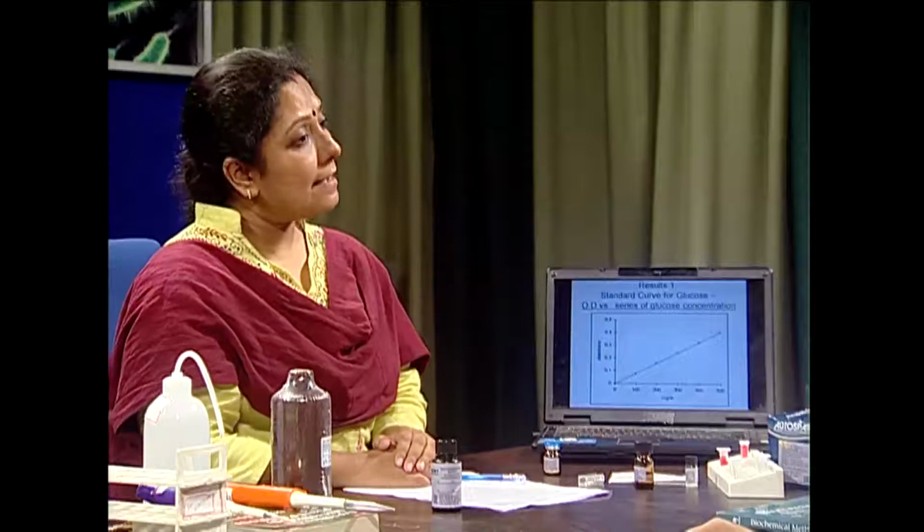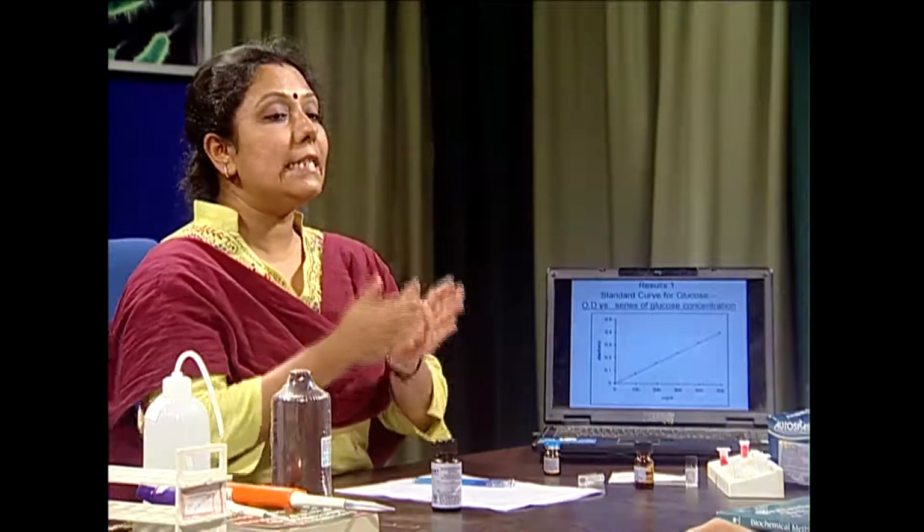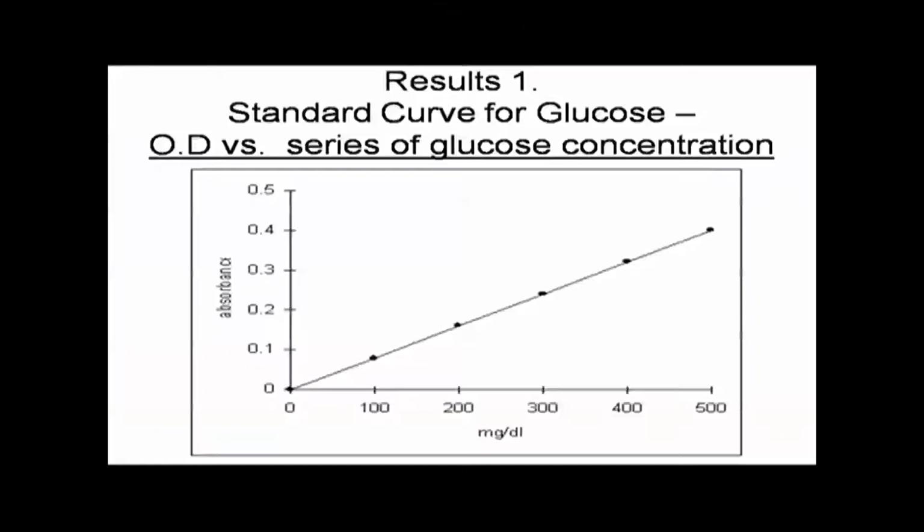So the result can be monitored in two ways. Either with the series of standard glucose concentrations, we can prepare a standard curve. In the standard curve, on the x-axis there is glucose concentration, and on the y-axis there will be the measured absorbance. So we can fit a line. That is the standard curve for glucose.